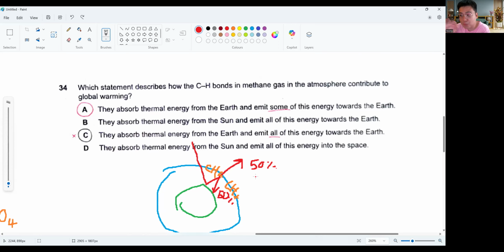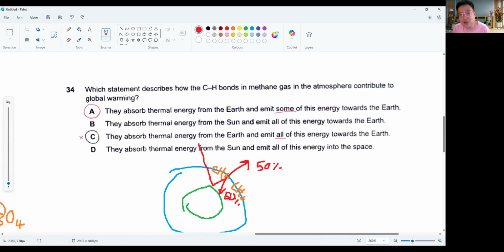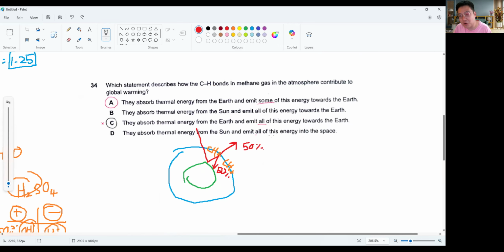So there is a small percentage that can actually go out. It's not 100%. If it's 100%, then our Earth would be in a much worse condition, okay? We wouldn't be as nice as right now already. It would be much worse. Okay, so the keyword here is some, not all. And with that, we have finished all our questions.